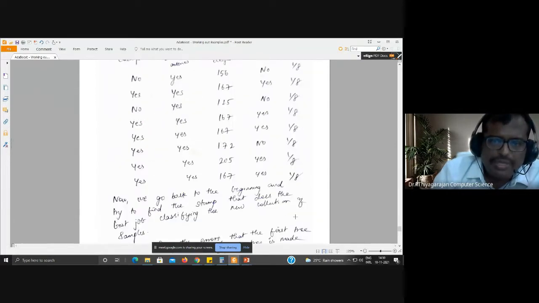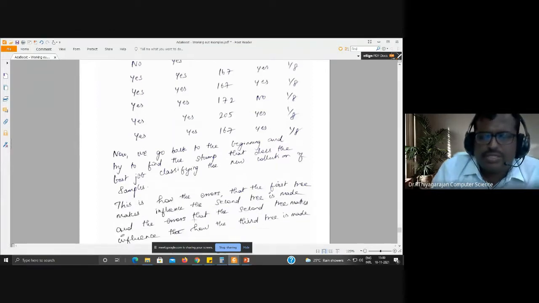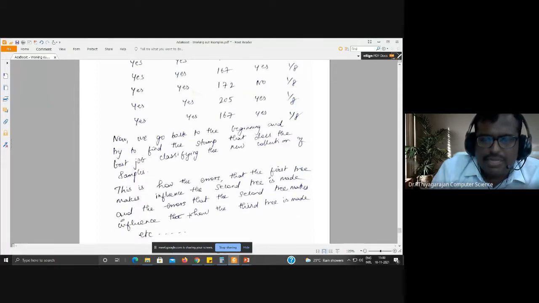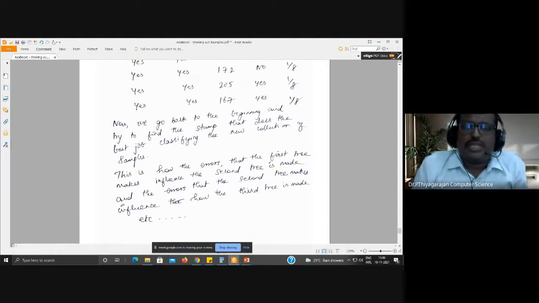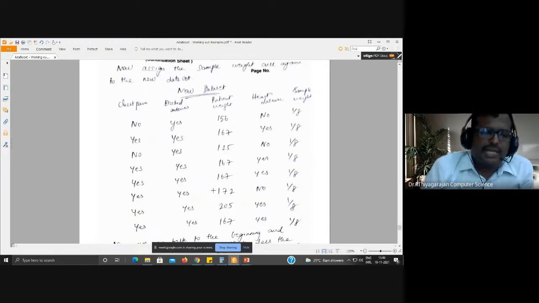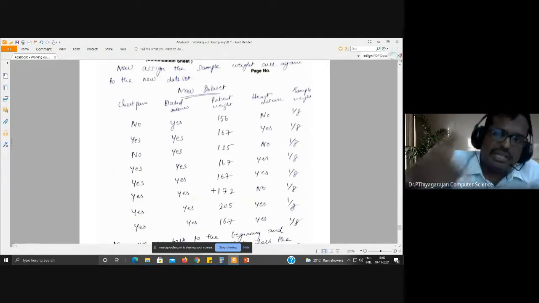Again, we will go back to the beginning and try to find the stump that does the best job classifying the new collection. This is how the errors that the first tree makes influence how the second tree is made, and the errors that the second tree makes influence how the third tree is made. So now if you see, the second stump will be created on the error made by the first tree, the first stump.